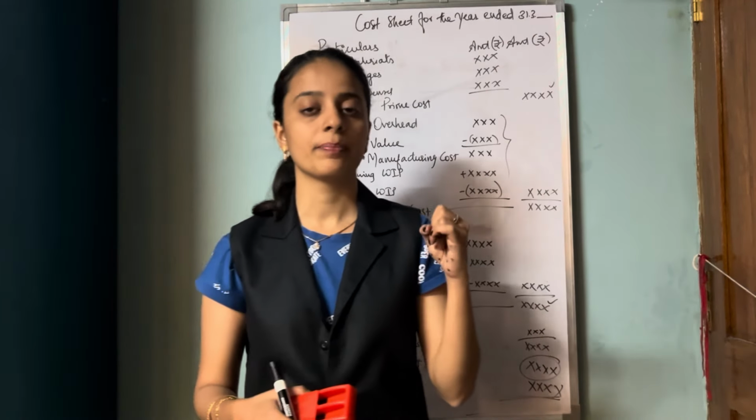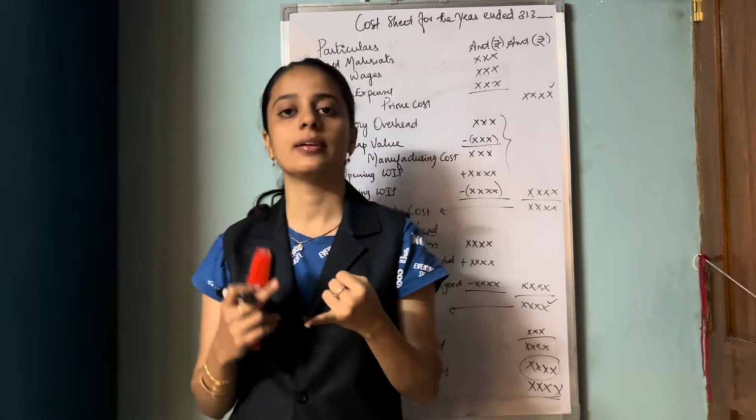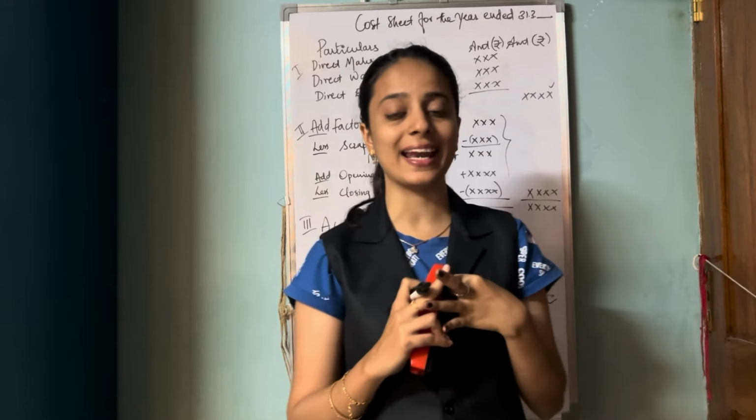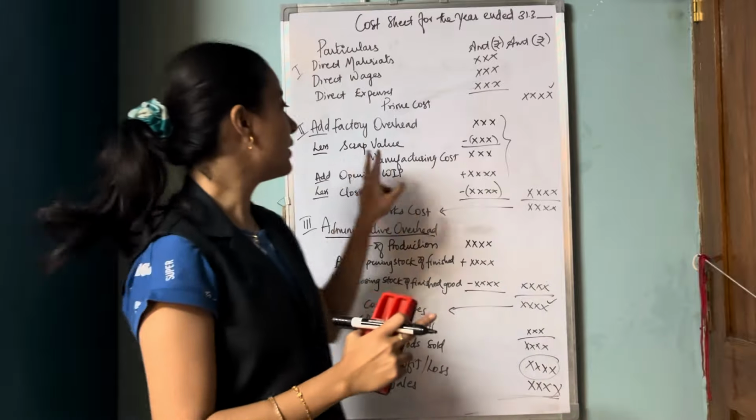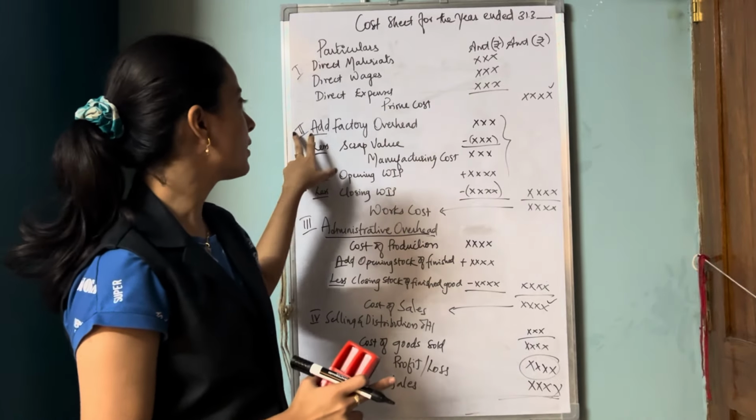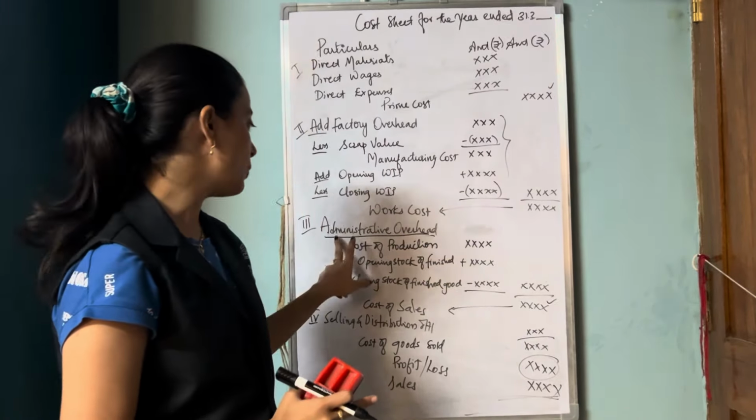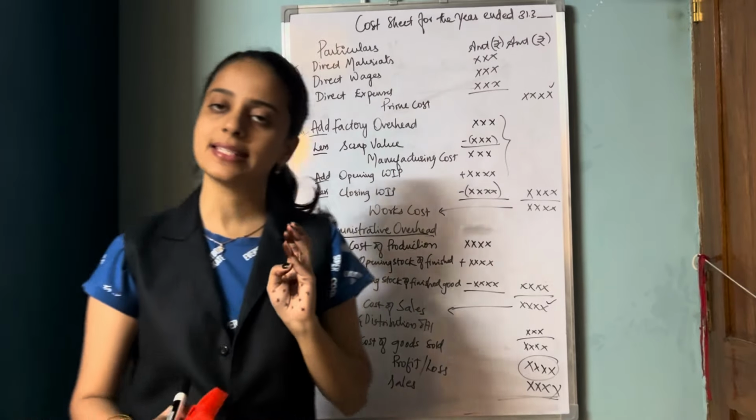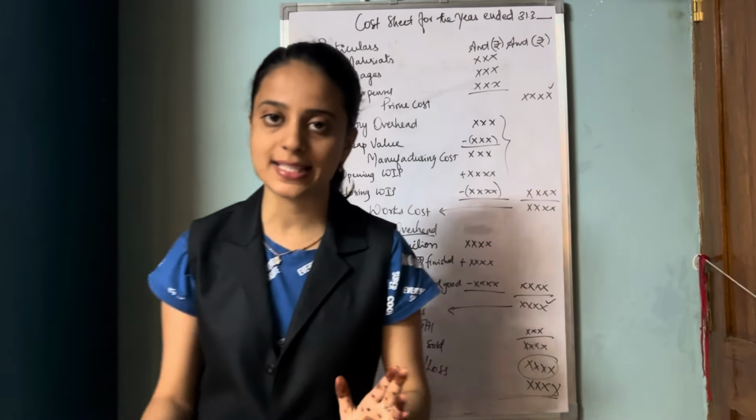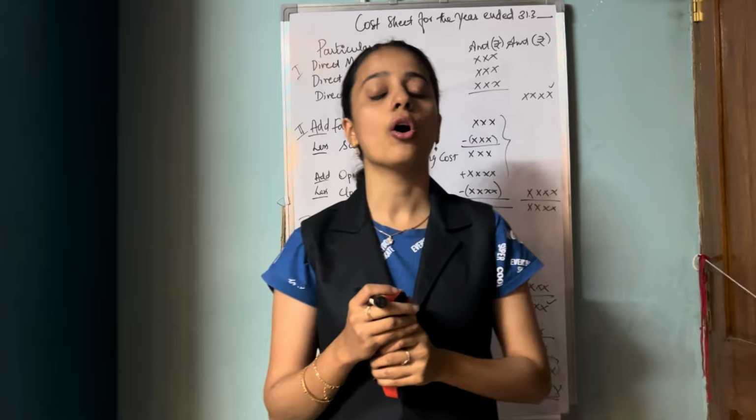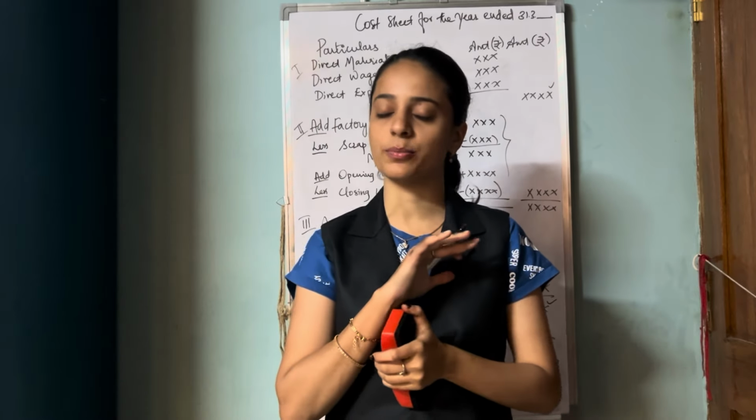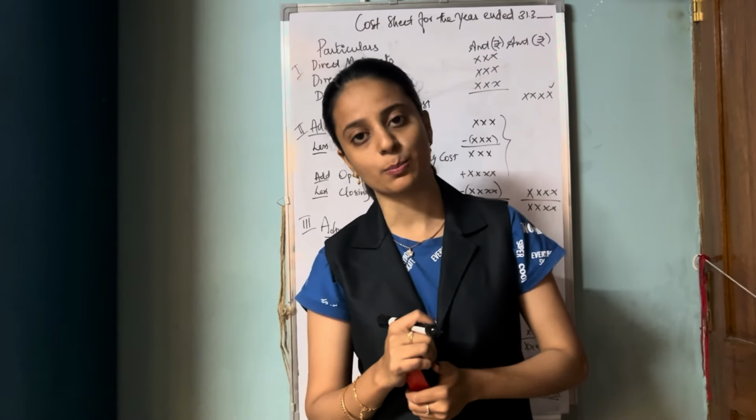Categories: direct materials, direct wages and direct expenses. Add them, we get prime cost. To that, go for factory overhead, then you have administration overhead and selling and distribution overhead. That's it. If you understand or categorize the items, it is very, very easy to solve these problems.